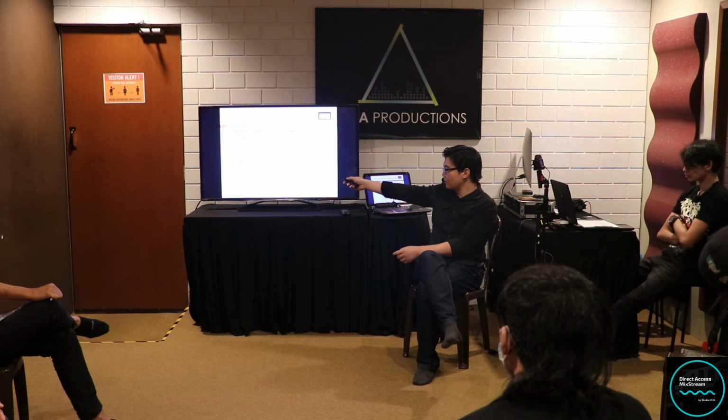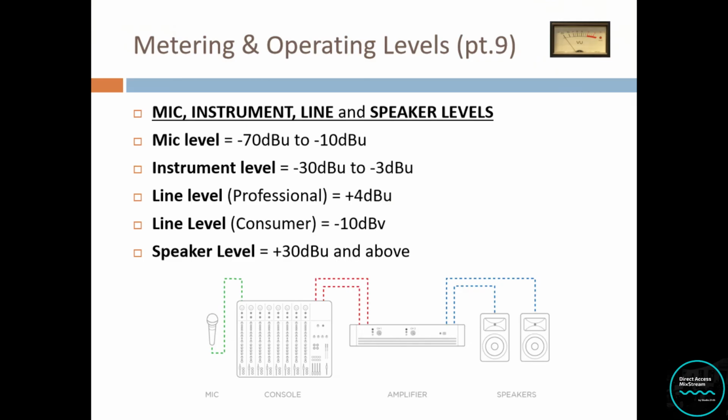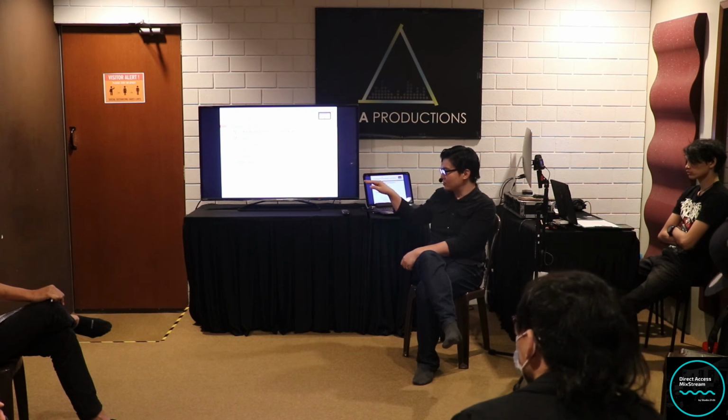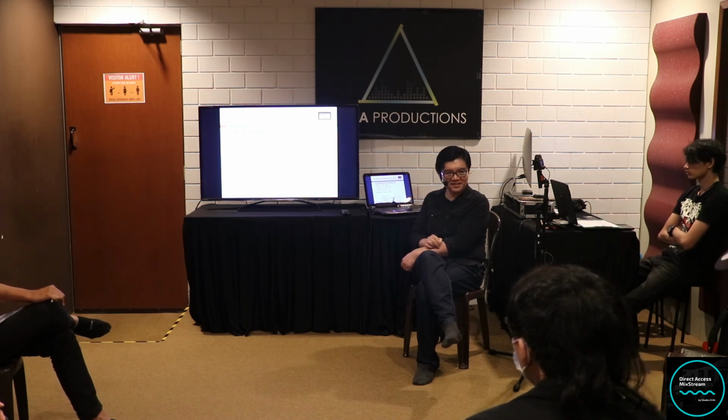Now, next one. Going from an amplifier into a speaker. So this is speaker level. Speaker level is plus 30 dBu and above and beyond, okay? Looking at all these operating levels, mic, line level, speaker level, this is where it's important. Why is it important to know all these operating levels? It's important simply because you don't want to blow anything up.